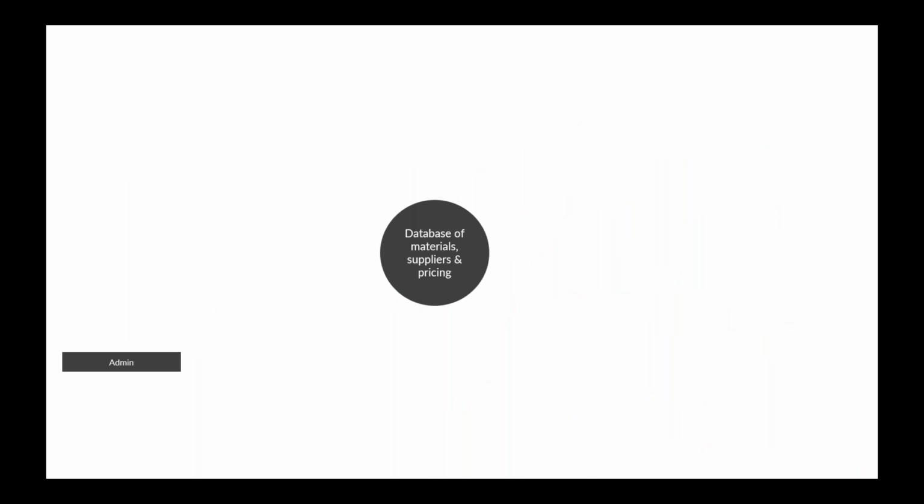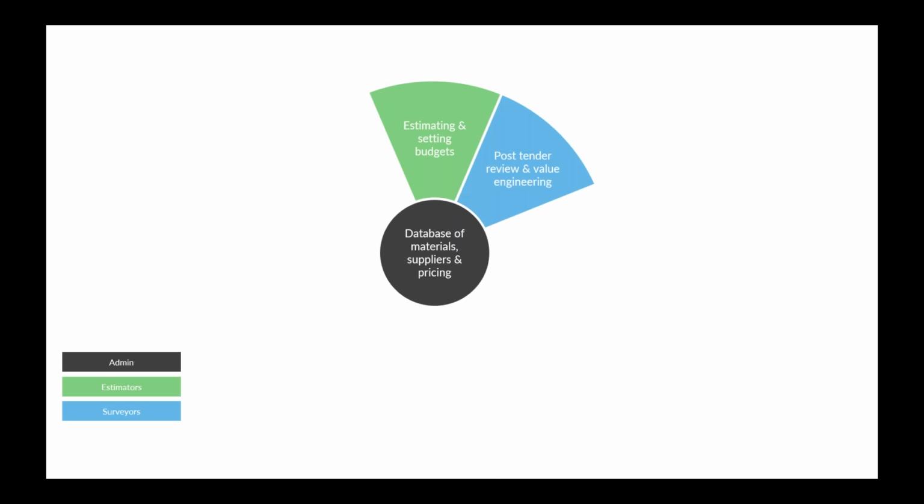In terms of the whole scope of what the software does, at the center of Chalkstring, you would have a database of your materials and your suppliers and your pricing, so information that's very pertinent to your business. That information is then used when you are pricing or estimating a project and ultimately setting your budgets for the job. So pre-contract, it would use that information to help you tender the job and set all your budgets. And then when the job goes live and it becomes a real contract, all that information is in the software at that point.